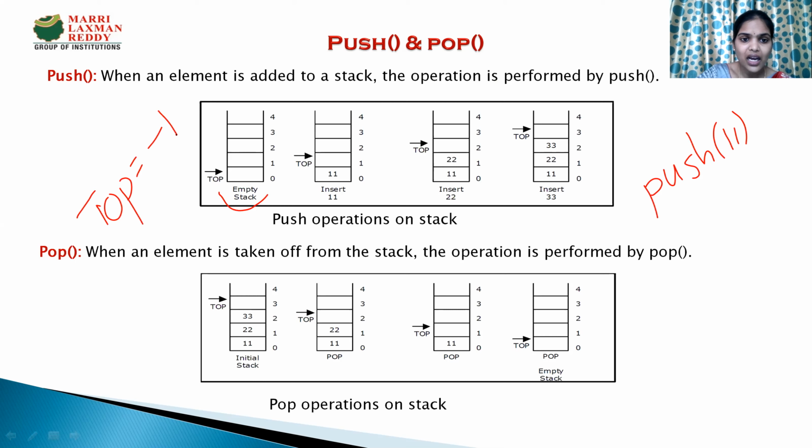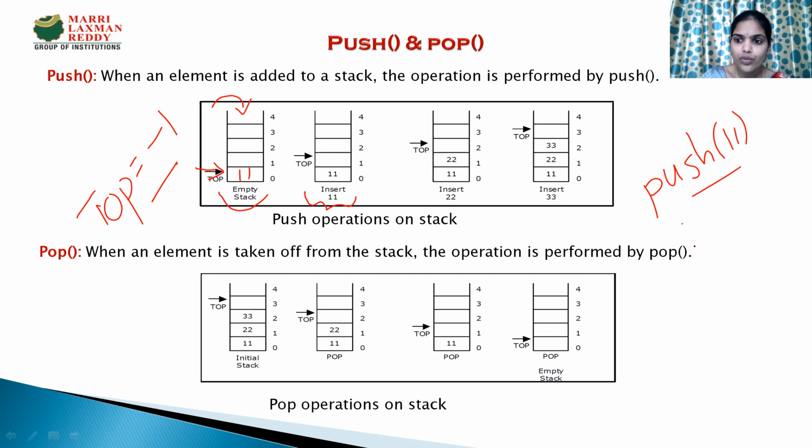Basically the indexing of the stack starts at 0 and ends at size minus 1, that is if I give the size of a stack as 5, the last block will have index 4. Initially the top will be at minus 1. If I perform push 11, first the top is incremented, that is moved to position 0. Then 11 is inserted onto the stack like this.